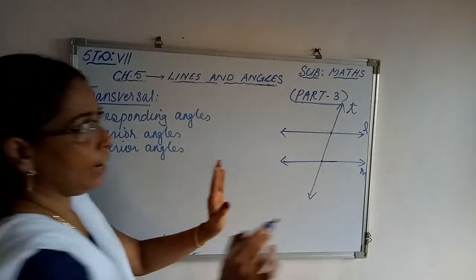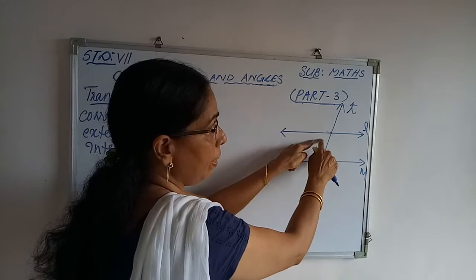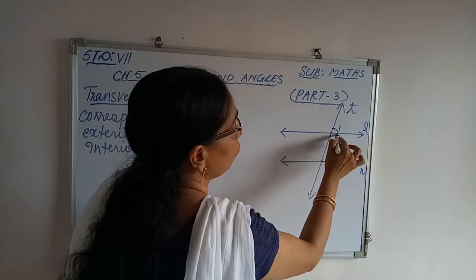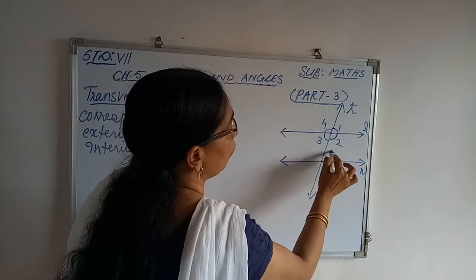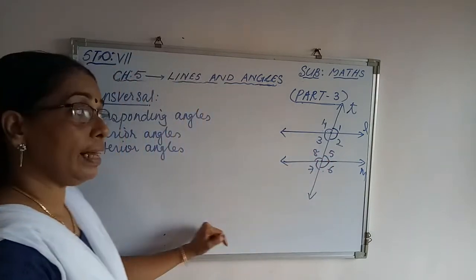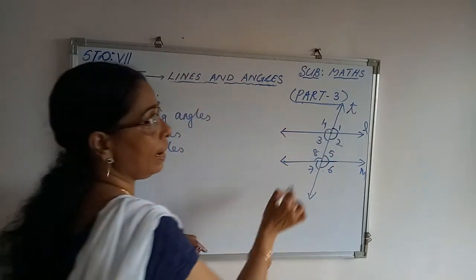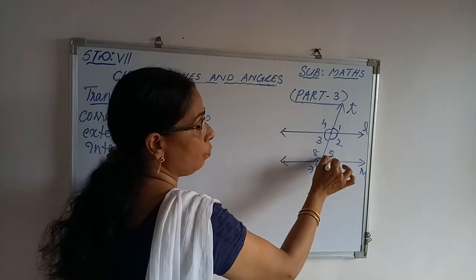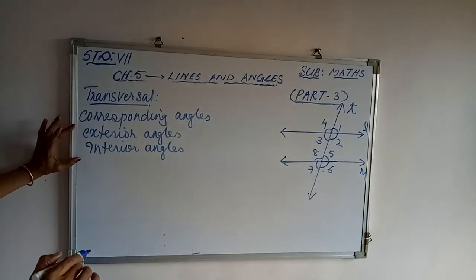See here, exterior angle means outside. These are the exterior angles. Interior means inside. Let me mark the angles as 1, 2, 3 and 4, and 5, 6, 7 and 8. Which are the exterior angles? Angles 1 and 4, 6 and 7. Interior angles are angle 2, angle 5, angle 3 and angle 8. So these are exterior angles and interior angles.